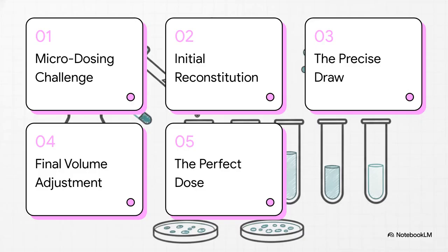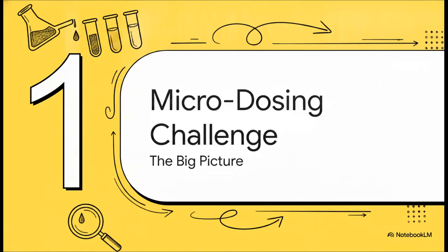Here's our agenda for today. We'll start off with the microdosing challenge, move right into Step 1, initial reconstitution, tackle Step 2, the precise draw, look at Step 3, final volume adjustment, and wrap it all up with Step 4, the perfect dose. All right, Part 1, the microdosing challenge. Let's get right into it.